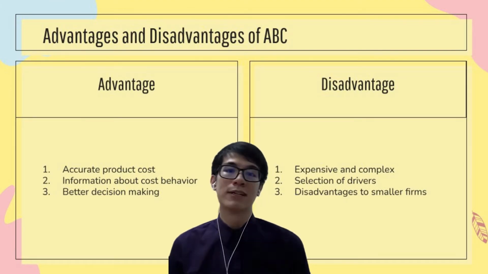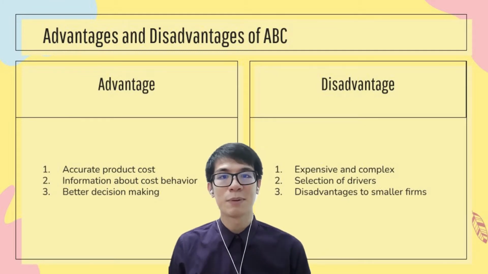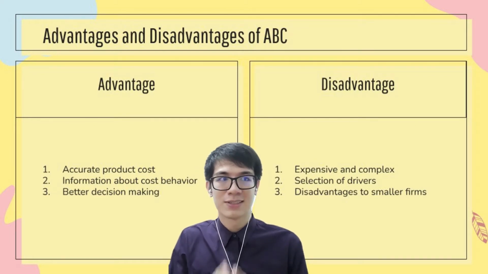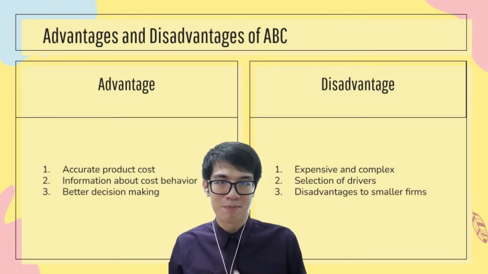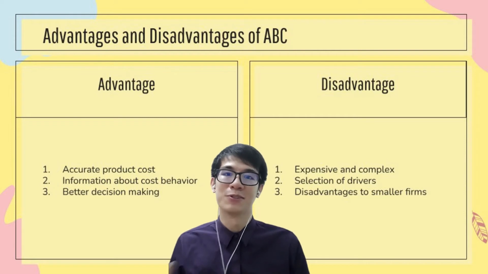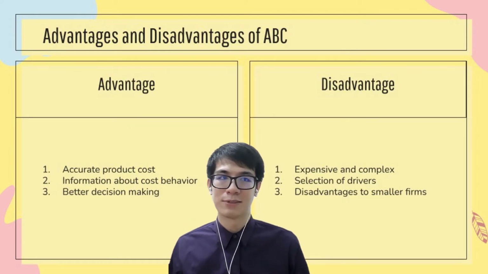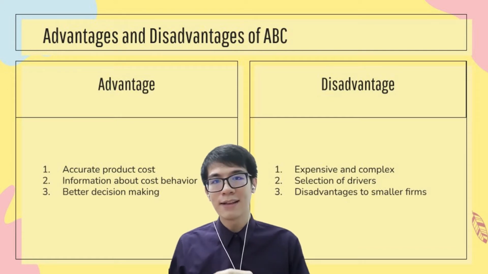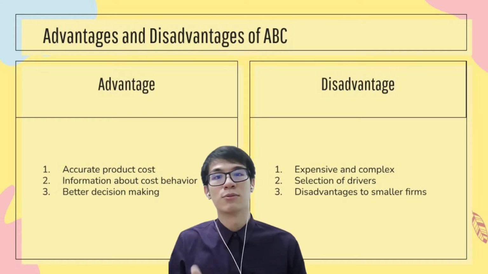Okay, now the disadvantages of ABC. The first disadvantage is that it is expensive and complex. Because ABC has numerous cost pools and multiple cost drivers, it can be very complex and costly to use. The second disadvantage is the selection of drivers. First of all, it has a lot of difficulties, such as selection of cost drivers, and a lot of verifying of cost driver rates, and so on.